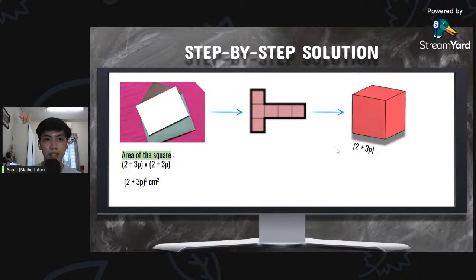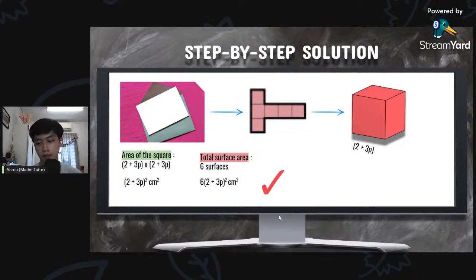Kita dapat area. Lepas tu kita cari total surface area. The whole cube has 6 surfaces, so we just use 6 multiplied by 2 plus 3p square. So this is how we get the answer. So this is the answer for this question.